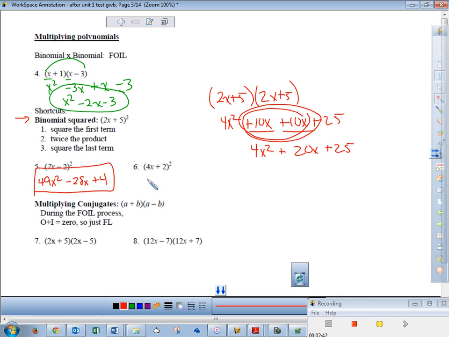So if we square the first term, this would be 16x squared. Twice the product is 8x.